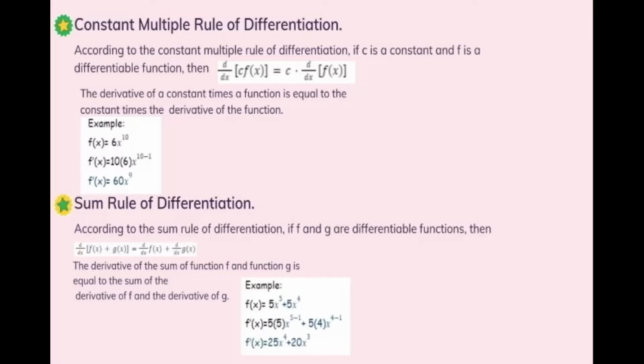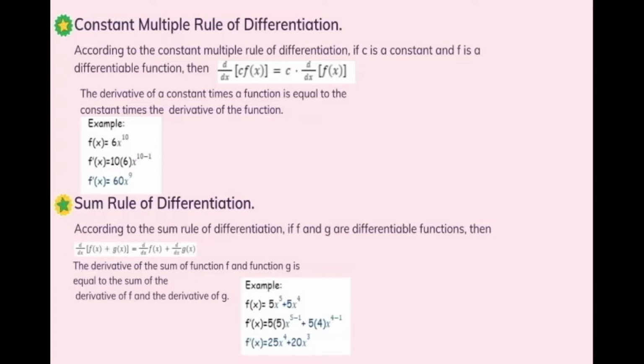Constant multiple rule of differentiation. According to the constant multiple rule of differentiation, if c is a constant and f is a differentiable function, then the derivative of a constant times a function is equal to the constant times the derivative of the function.